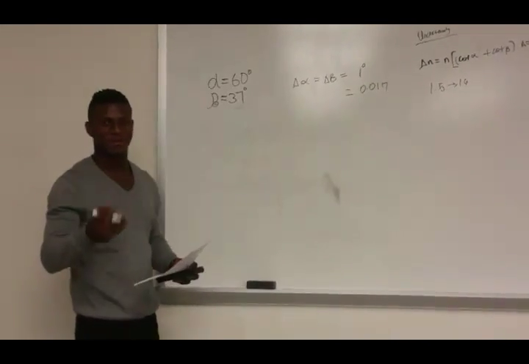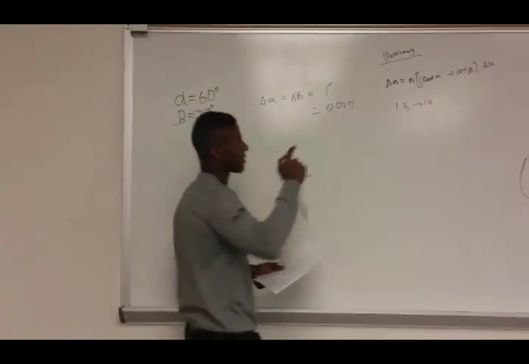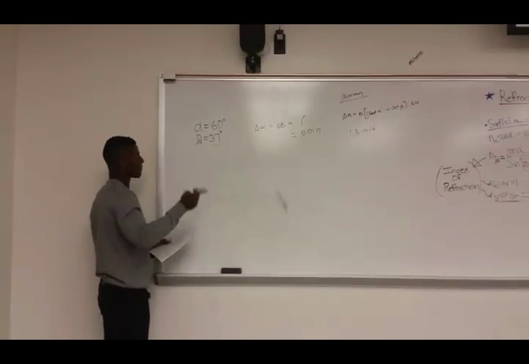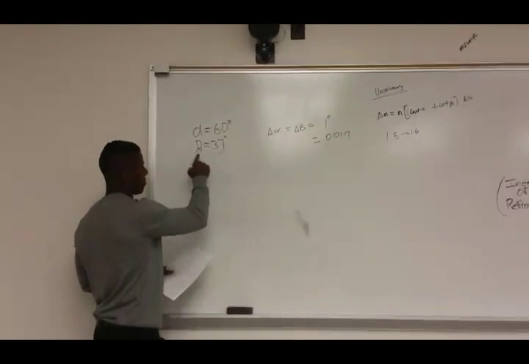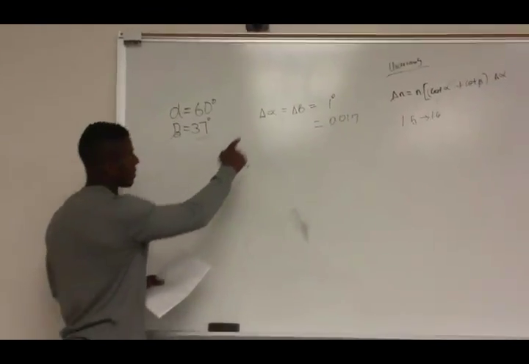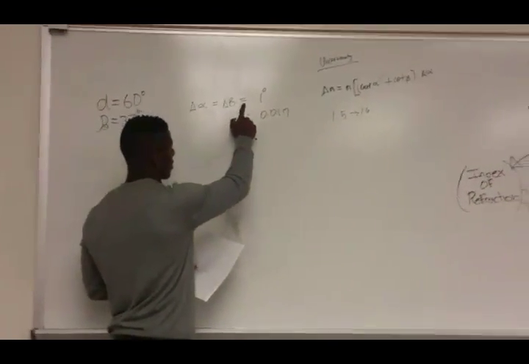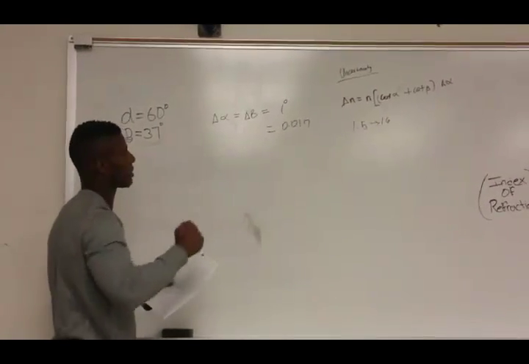Everyone, my name is Tunde Salawu. I'm going to be showing the calculations for the uncertainty of the experiment that we did. From the experiment, we realized that alpha is 60 and beta is 37 degrees. And once again, we use this, it says that delta alpha is equal to delta beta is equal to 1 degree, and the sine of 1 is equal to 0.017.